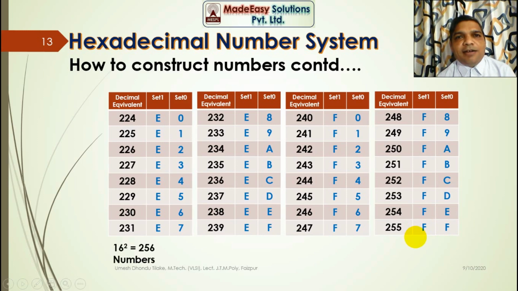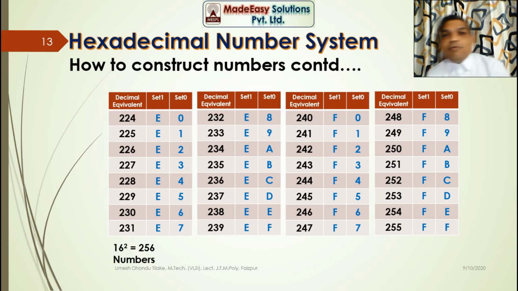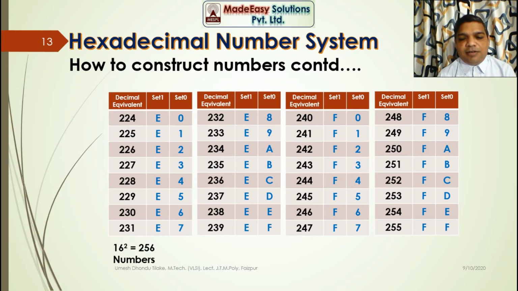If we have to write the further number, we must consider set 2. Now in that set 2, 1 will be used, and in set 1 and set 0, 0 0 will be used. So after FF, 1 0 0 will be the number over here. So this is how we write hexadecimal numbers in series.